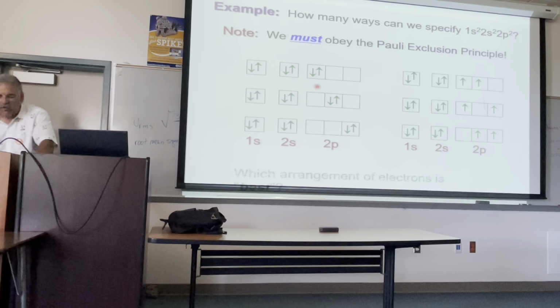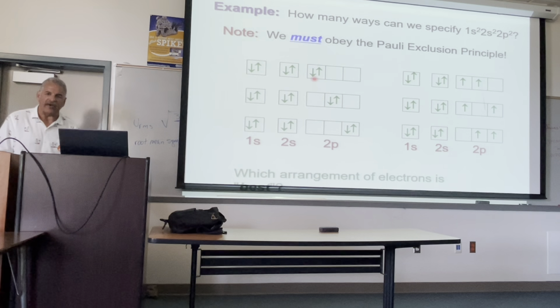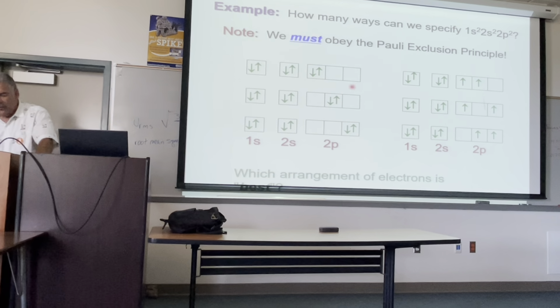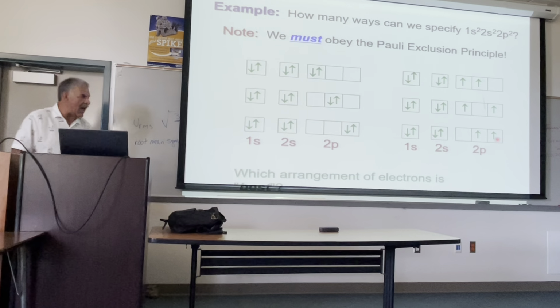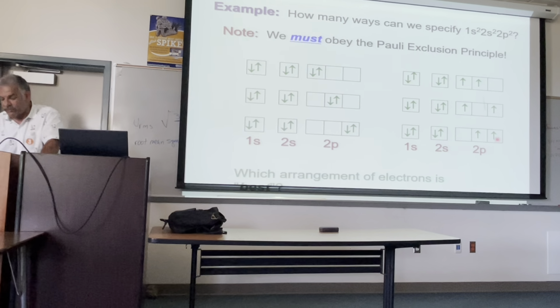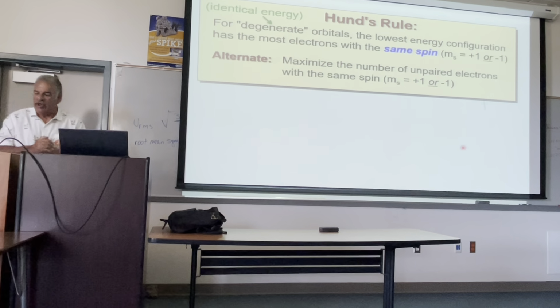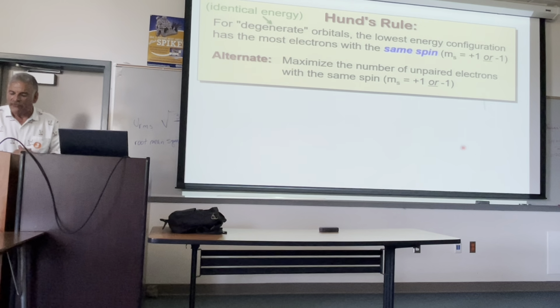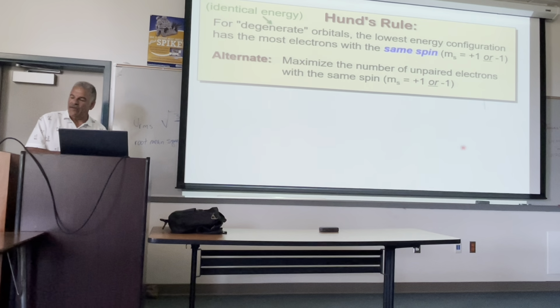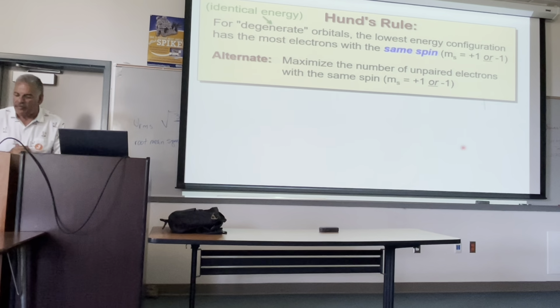So if we were in the p orbital here and we paired them up, that would cost us energy, so we wouldn't do that. Or if we put them here, they'd be paired up, we wouldn't do that. But we could put them like this, or like this, or like that, and do any of them matter? The answer is no. So any of these 3 are acceptable, and we call that Hund's rule. For degenerate orbitals, the lowest energy configuration has the most electrons with the same spin. Maximize the number of unpaired electrons.